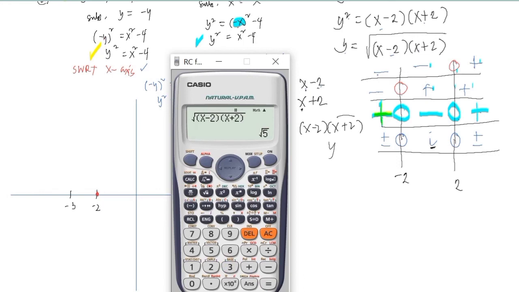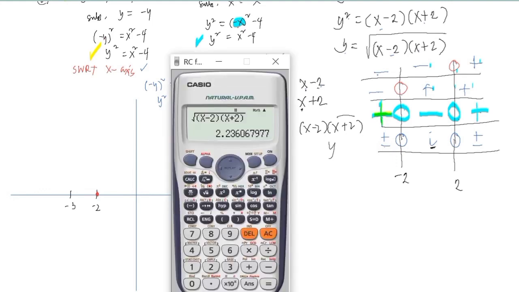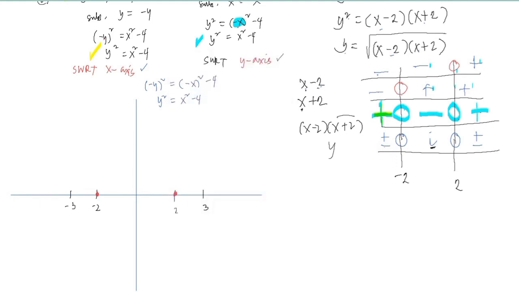Ang lumalabas na sagot is square root of 5. So, that's approximately 2.23. Plus and minus 2 yon. Kasi nakikita natin dito, yan ay plus and minus. So, that's approximately 2.2. No? So, kung ito yung 1, 2, somewhere here. Yan.